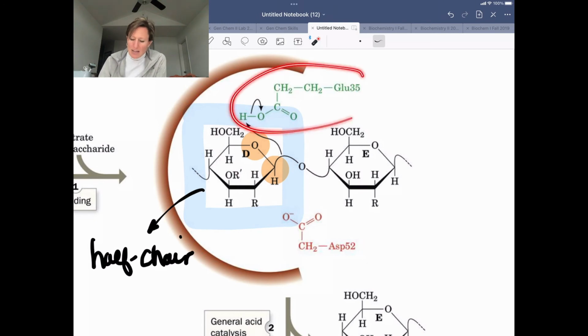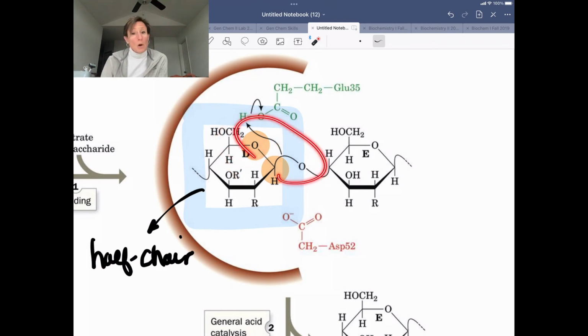So we're going to say glutamic acid 35, acting as a general acid, serves to protonate the glycosidic oxygen. It is actually protonating this oxygen right here. So it's protonating that glycosidic oxygen, facilitating the cleavage of that glycosidic bond and the generation of what we call an oxonium ion transition state. Okay, that half chair is facilitated in its transition state stabilization by proper orbital overlap.